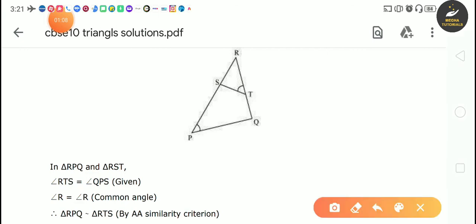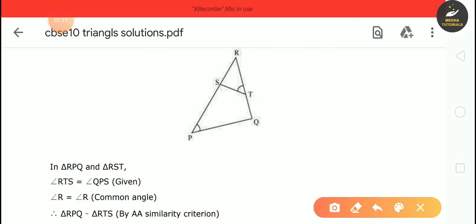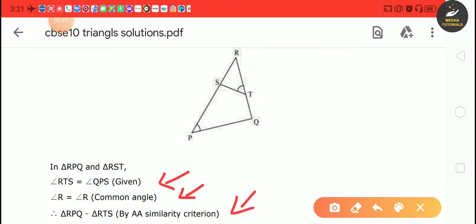So please check the solution. In triangle RPQ and triangle RST, angle RTS is equal to angle QPS, it is given, and angle R is equal to angle R, common angle. Therefore by AA test both triangles are similar triangles.